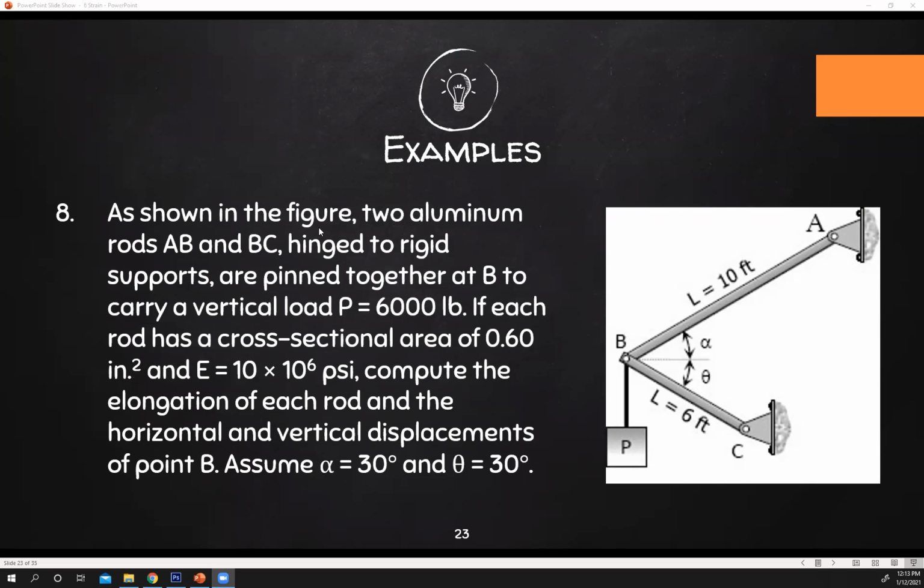Let's reread. As shown in the figure, two aluminum rods AB and BC, hinged to rigid supports, are pinned together at B. To carry a vertical load of 6,000 pounds, if each rod has a cross-sectional area of 0.60 inch squared and E is 10 times 10 raised to 6 psi, compute the elongation of each rod and the horizontal and vertical displacements of point B. Assume alpha and theta to be both 30.